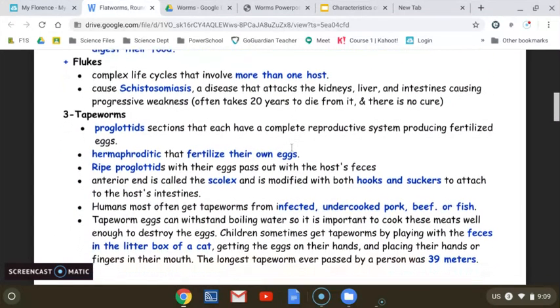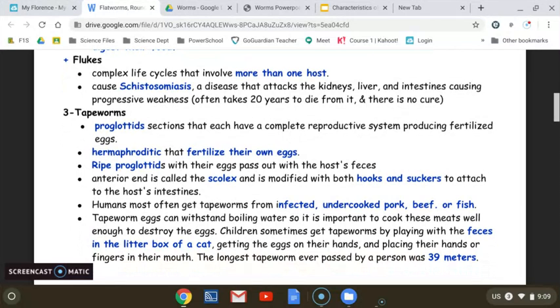Tapeworms have proglottids, sections that have a complete reproductive system producing fertilized eggs. They're hermaphroditic and fertilize their own eggs. The ripe proglottids with their eggs pass out with the host's feces. The anterior end is called the scolex and is modified with both hooks and suckers to attach to the host intestines. Humans most often get tapeworms from infected undercooked pork, beef, or fish.